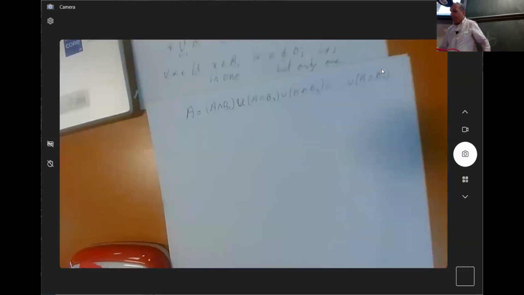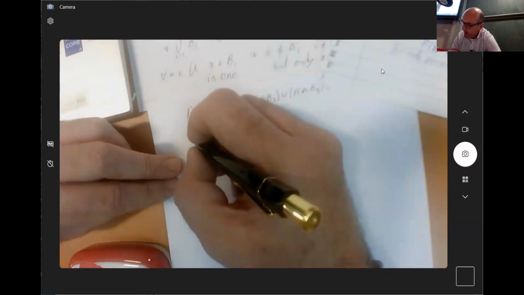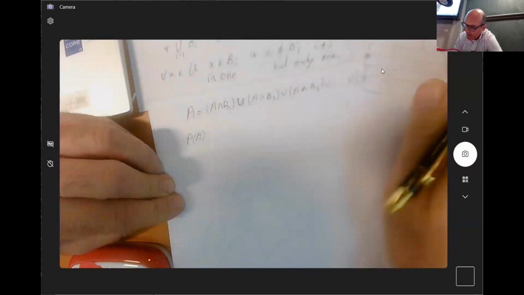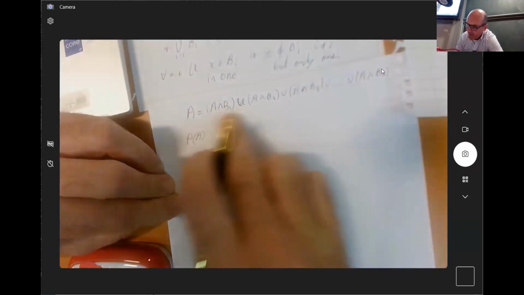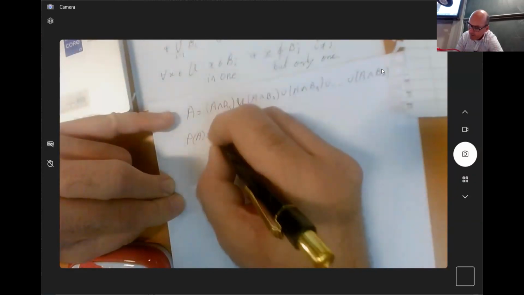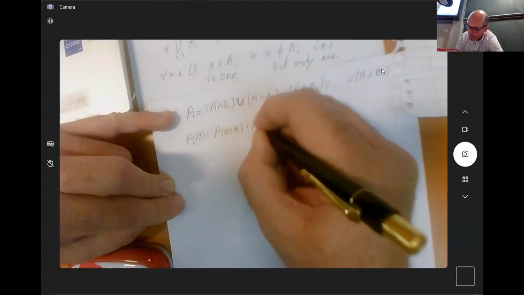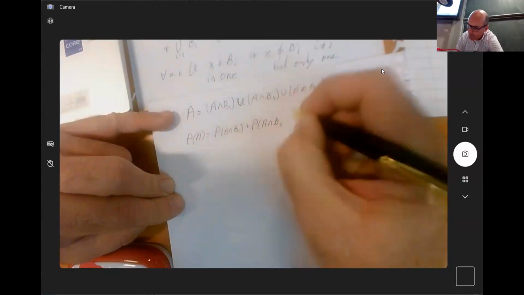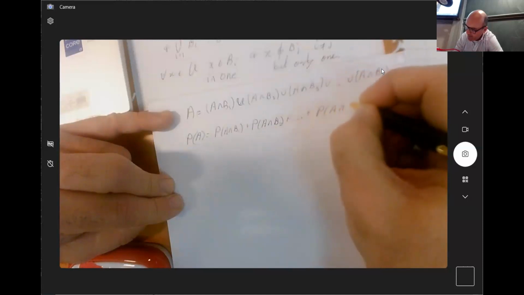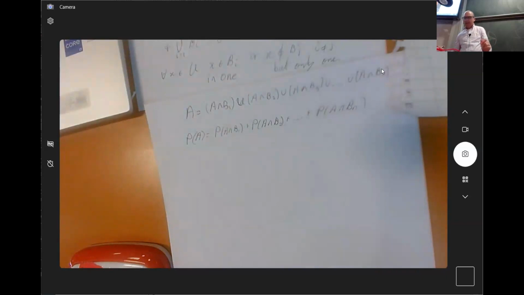So what this law is saying here: when I go probability of A, I can exploit this idea. Remember, the union is like the addition. So this is probability of A intersection B1 plus probability of A intersection B2, plus so on and so forth, plus probability of A intersection Bn. Now we're feeling happy about this.